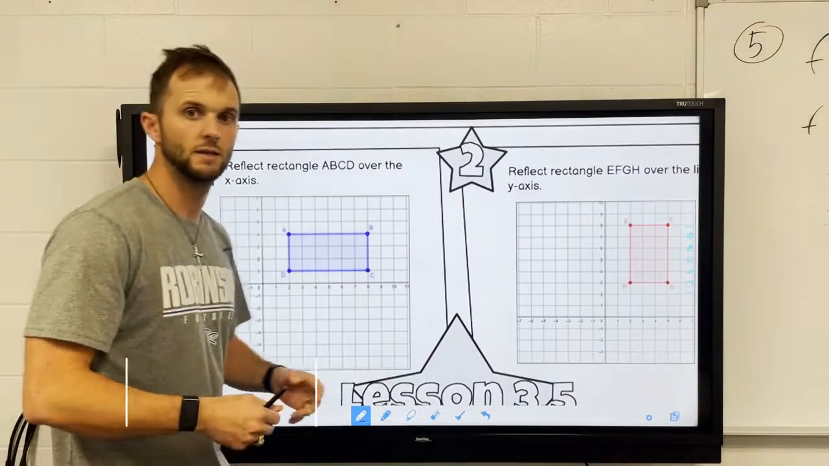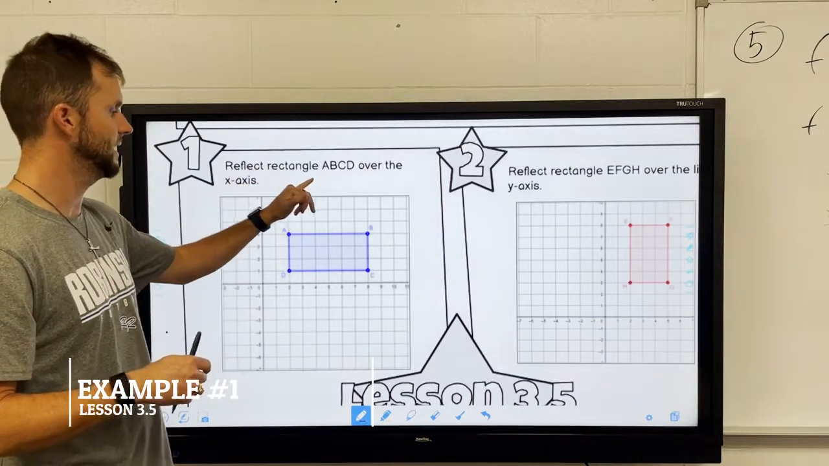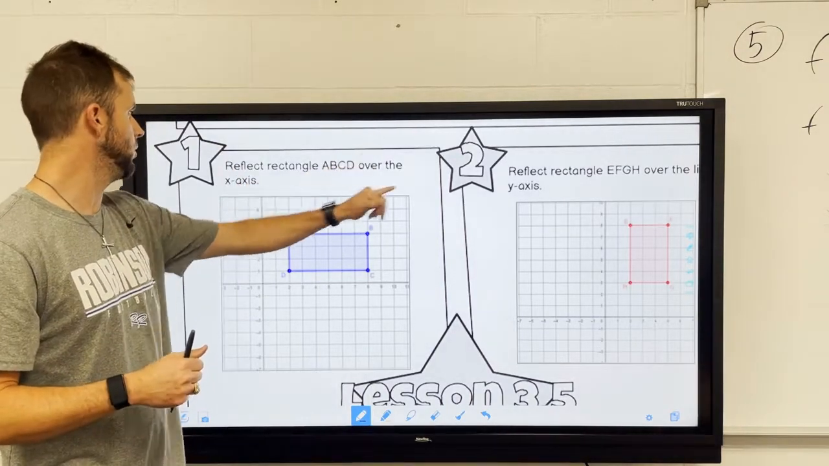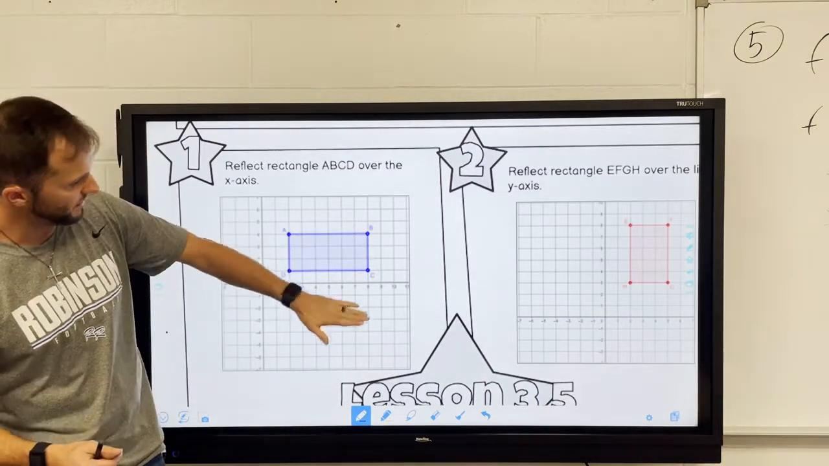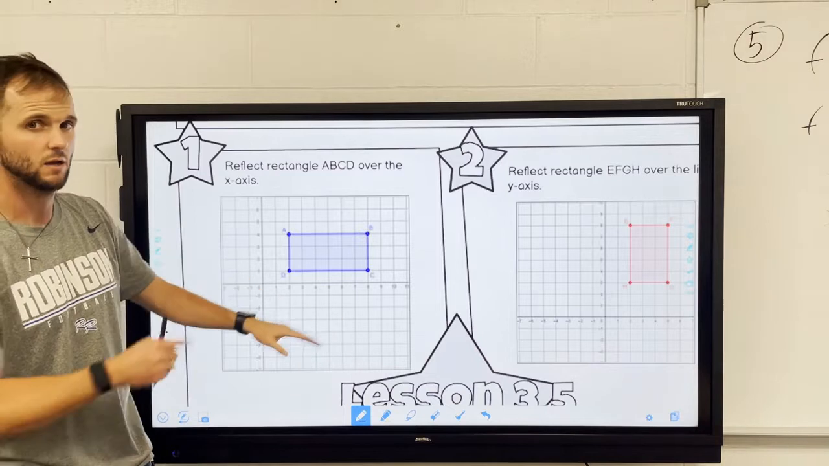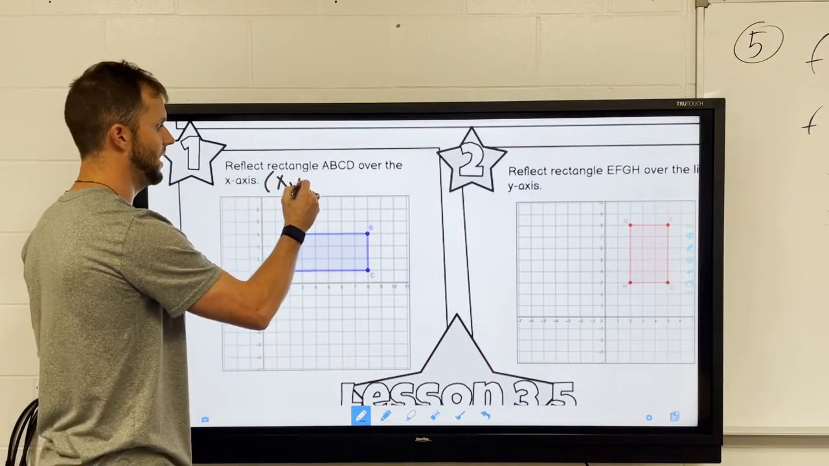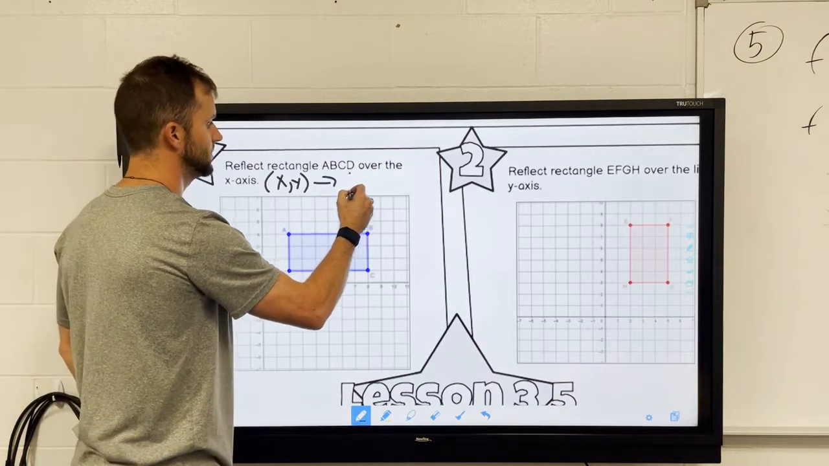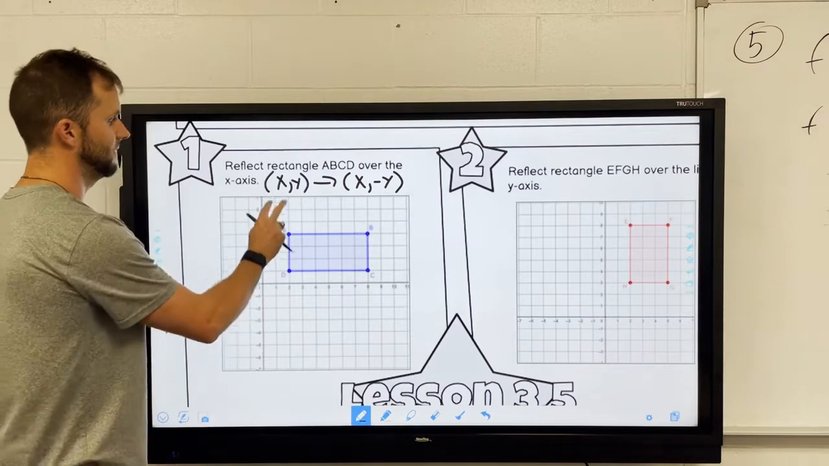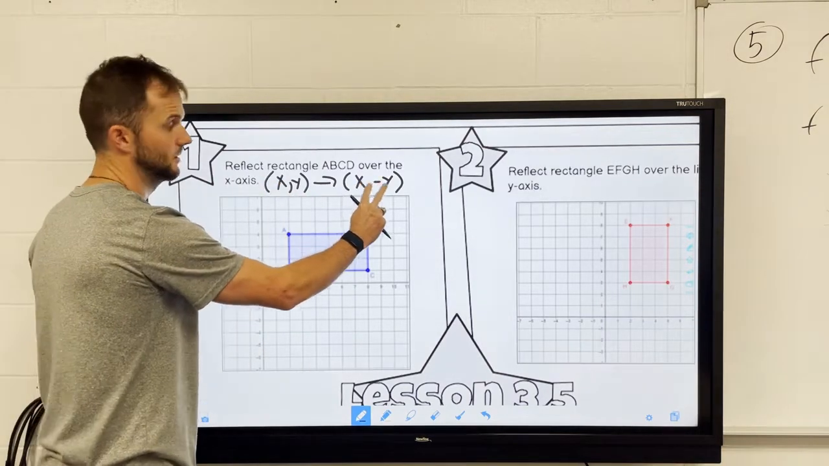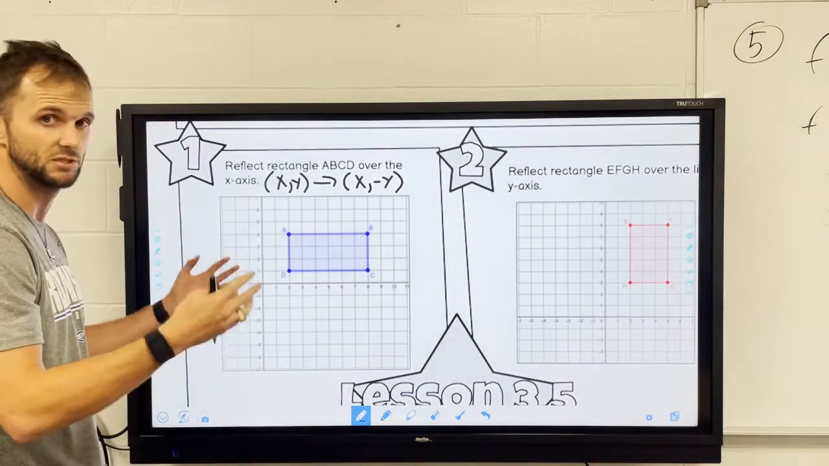All right, guys, so looking at example number 1. It says we need to reflect rectangle ABCD over the x-axis. So that means I'm taking this image and flipping it over the x-axis here. If you look up top at your rules, the rule is (x, y) is going to change into (x, negative y). So that literally means I'm taking the coordinate and changing the y to its negative. So mathematically, it's super simple to do that.